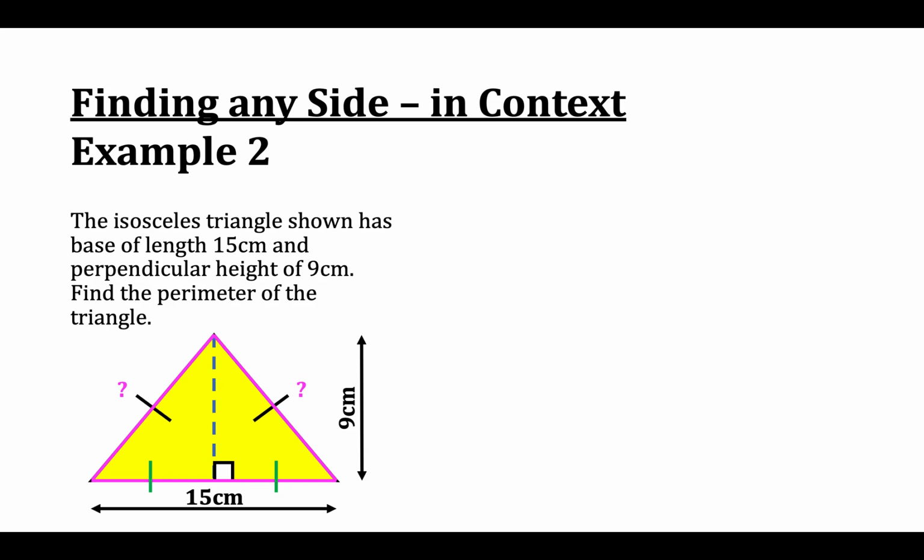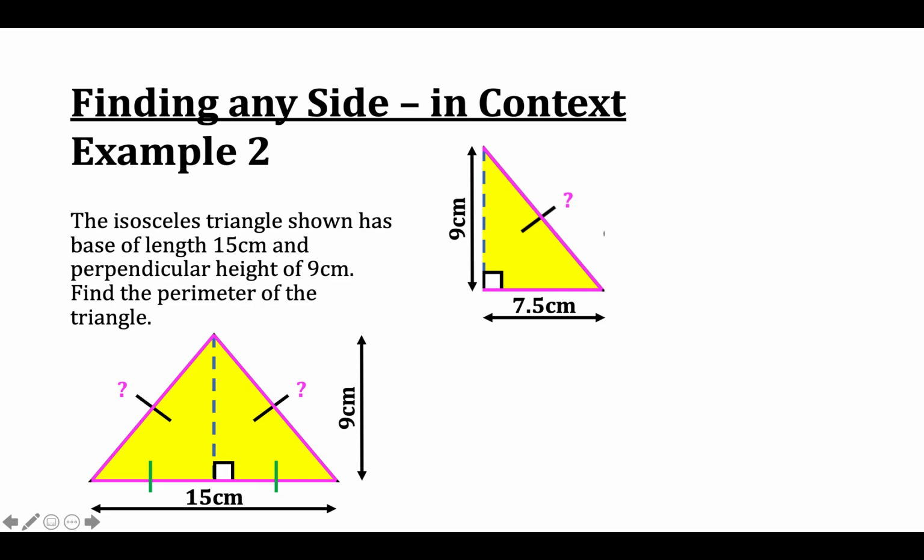So if I redraw this, but just using the right angled triangle, I've got the question mark, which is the part that I need to find in the triangle. I know that the perpendicular height was 9 centimetres and the base was 15, but I've split that in half here. So the base of my right angled triangle then must be 15 over 2, which is 7.5 centimetres.